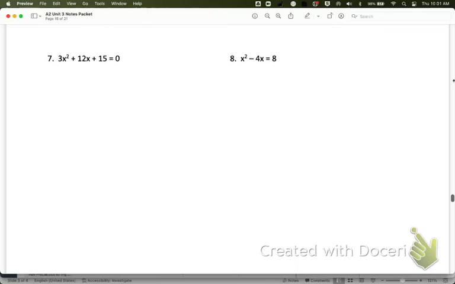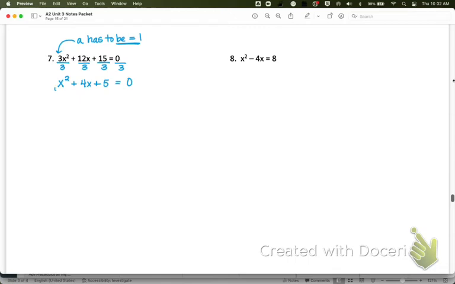Okay, now on number 7, we have to do an extra step before we can start, because the thing that we need to remember on number 7 is that a has to be 1. So what we have to do to start is divide everything on both sides by 3, because that's what a is equal to. When we do that, I get x squared plus 4x plus 5 equals 0. And now it looks like the other problems.